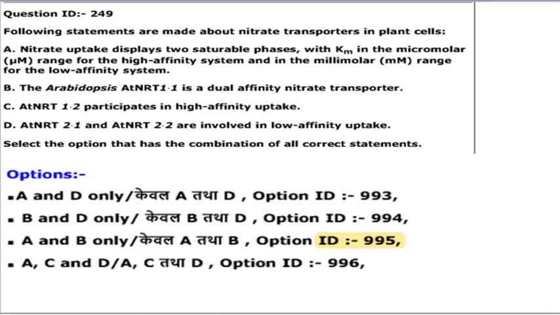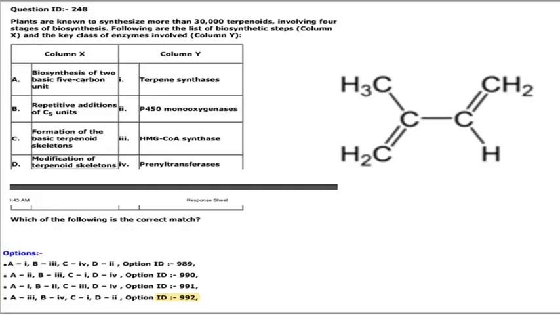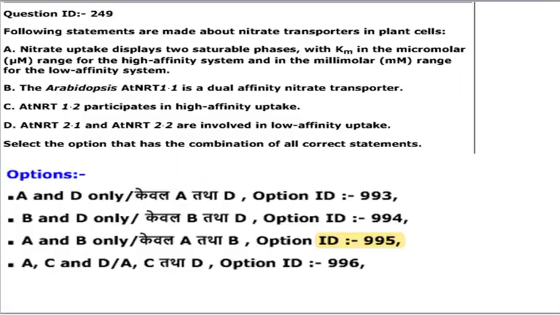So there is a question asking about nitrate transporters in plant cells. They have given 4 options, and they are asking which of the following statements is the correct option. Okay. So first, AT means Arabidopsis thaliana. NRT means nitrate transporter. First statement is that nitrate uptake displays 2 saturable phases. So the first phase is the high affinity system and the next phase is the low affinity system. High affinity system is generally expressed in a micromolar range, whereas the low affinity system is expressed in a millimolar range. Of course, option A is correct.